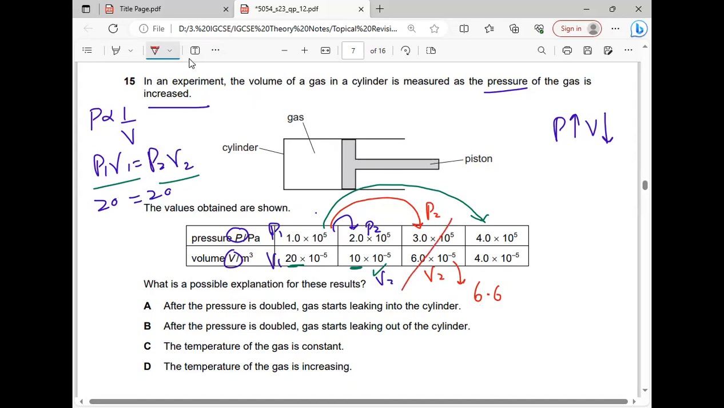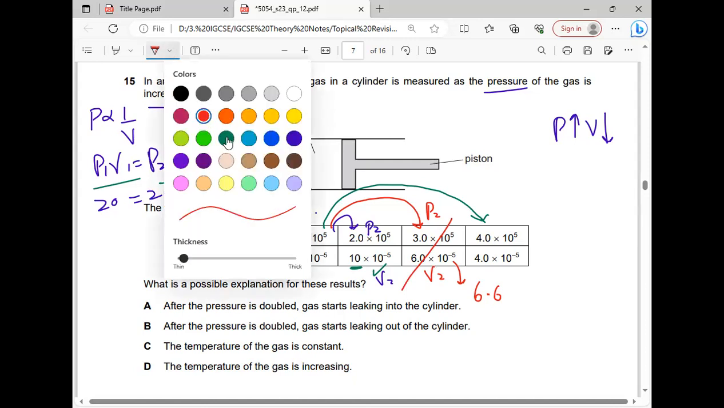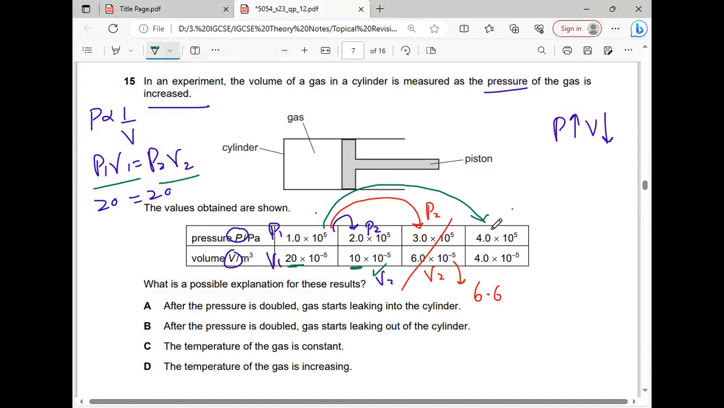Okay. The third one, the pressure has increased 4 times. But again, what happened over here? It has to be 1 into 10 raised to power, rather it will be 5 into 10 raised to power minus 5. But what's the answer? 6.